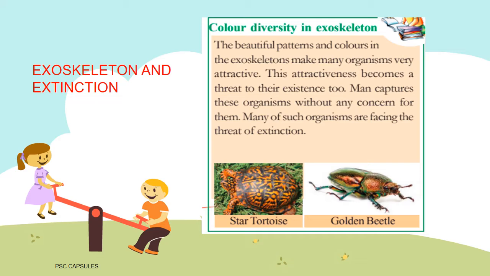Here you can see a star tortoise and golden beetle. Don't you think they are attractive? Yes, they are attractive as they got beautiful patterns and colors in the exoskeletons. But it is very sad to tell that they are facing the threat of extinction. Who is responsible for their extinction? We humans are responsible for their extinction. Out of the 360 currently recognized species of tortoise, about 187 species are under IUCN Red List. One of the main factors of their extinction is habitat loss and degradation.